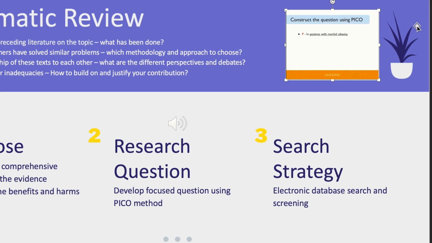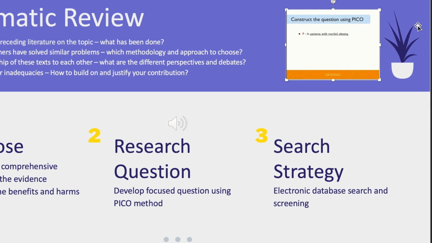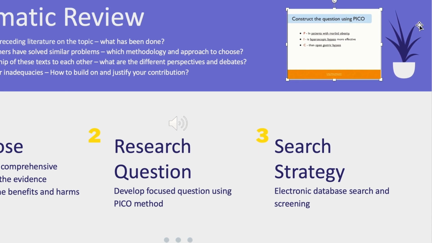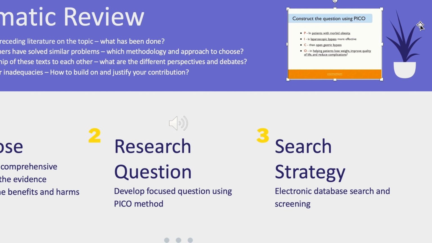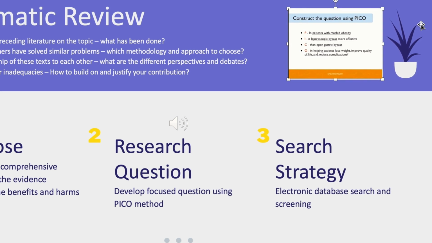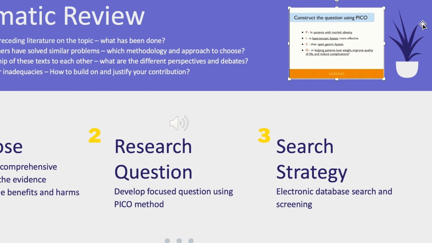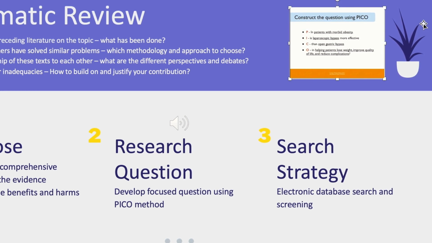Here, the P is patients with morbid obesity. I is laparoscopic bypass, and C is open gastric bypass, and O is lose weight, improve quality of life, and reduce complications. Now that you've PICO'd your question, you also need to consider what type of question it is.